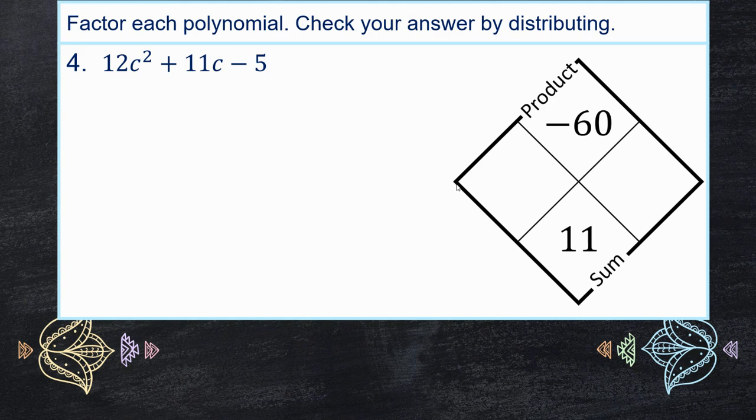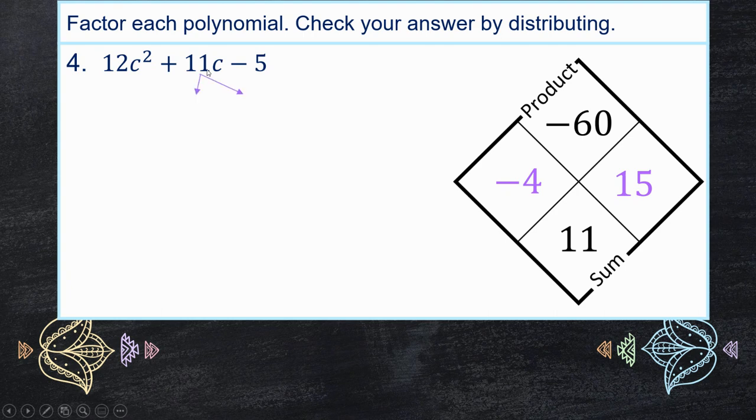So 1 and 60 have a difference of 59. 2 and 30 have a difference of 28. So I keep going. 3 and 20 have a difference of 17. I'm getting closer. 4 and 15, there's our difference of 11. So to add to positive 11, we have to have negative 4 and positive 15. So that is telling us how to split up our middle term.